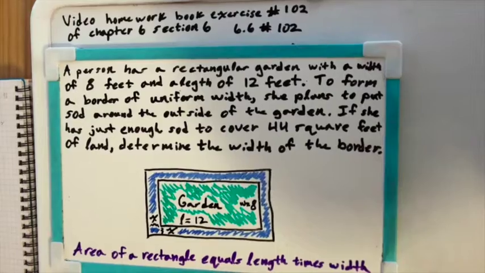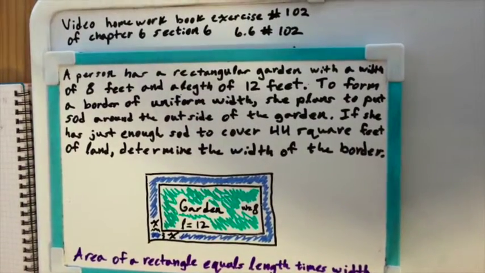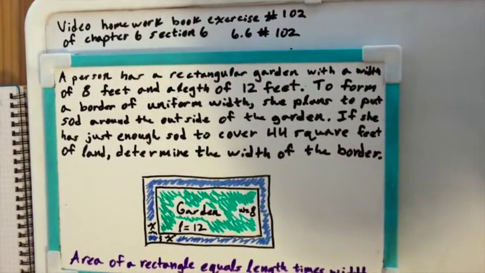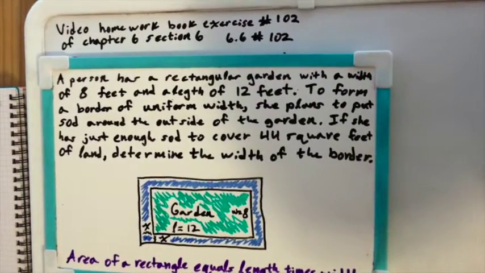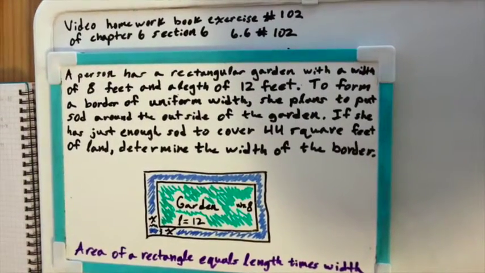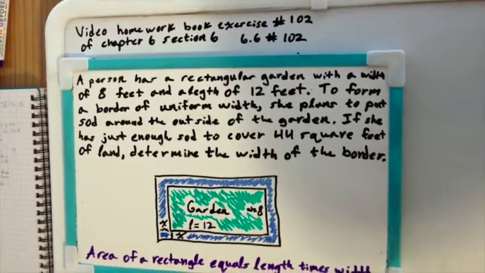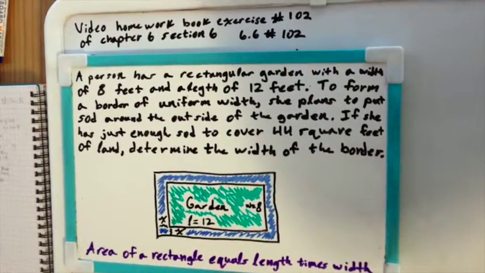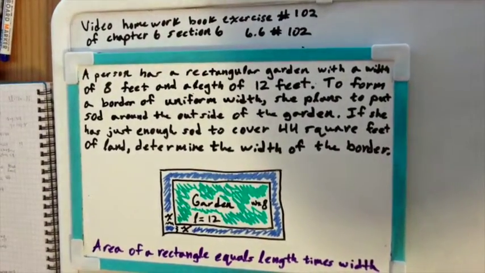The question asks, a person has a rectangular garden with a width of 8 feet and a length of 12 feet. To form a border of uniform width, she plans to put sod around the outside of the garden. If she has just enough sod to cover 44 square feet of land, determine the width of the border.